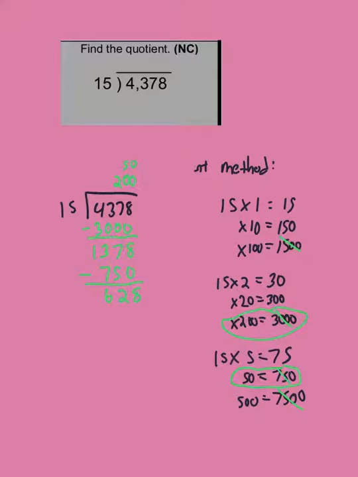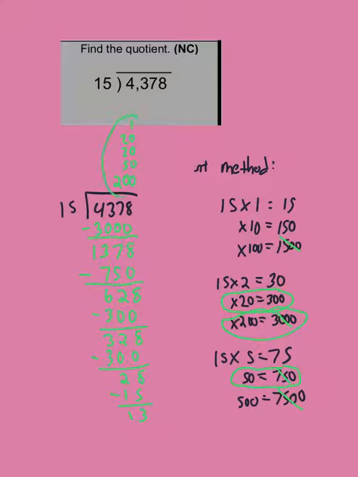Let's see what else I can use here. I can use 15 times 20 is 300. Subtract. I'm down to 328. And I can do that one again. 15 times 20 is 300. Subtract. I'm down to 28. And 15 goes into 28 one time, which is 15. Subtract 3. I'm down to 13.